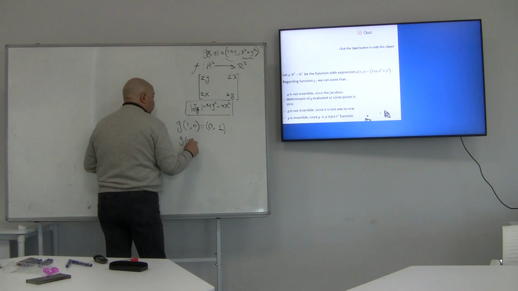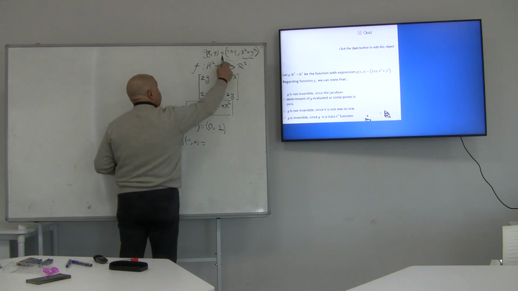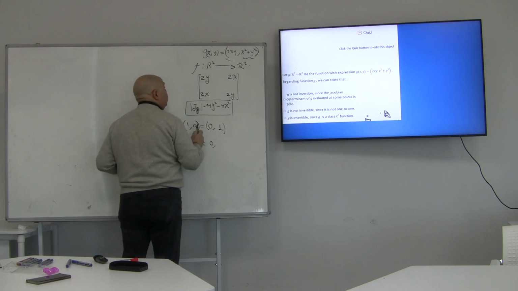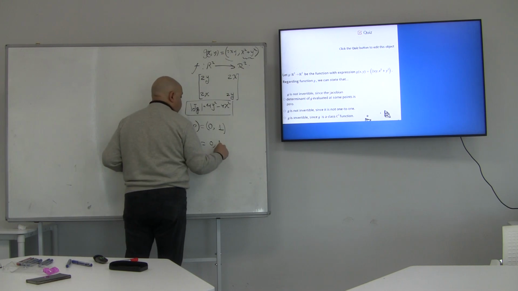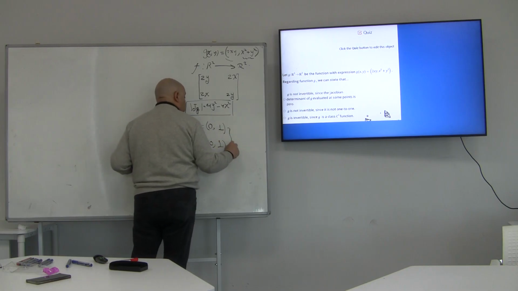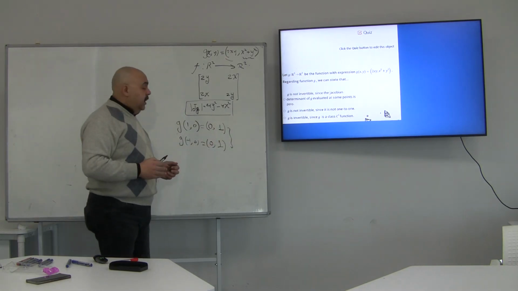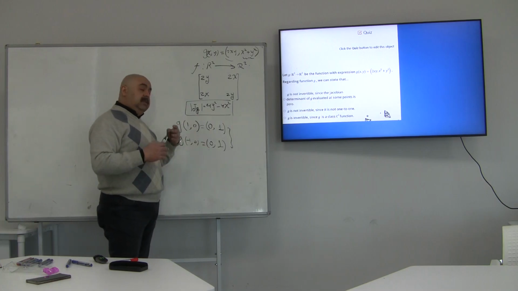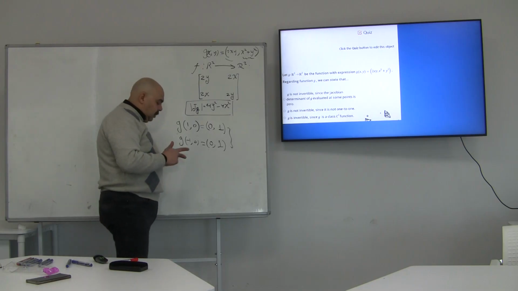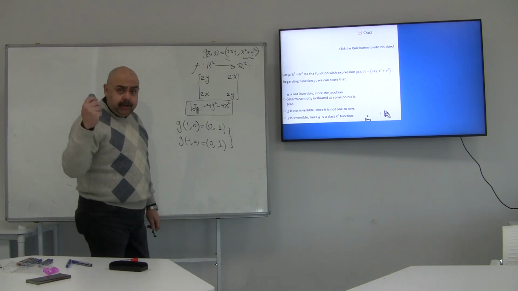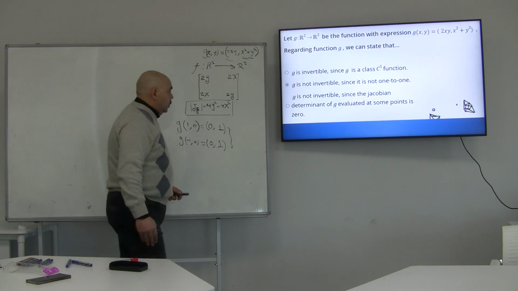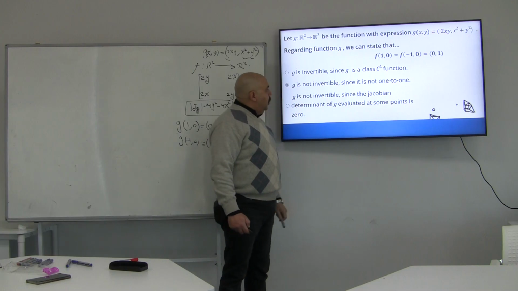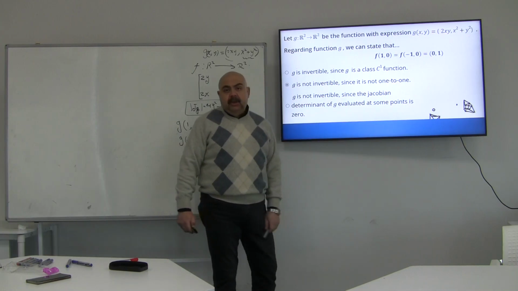For g at (-1, 0), let's see. Negative 1 times 2, negative 2 times 0, so still 0, and it's going to also be 1. So this function indicates that at two different points in the input, the output is the same. So it's not a one-to-one function, and this is major, so it's not invertible. So the correct answer will be: g is not invertible since it's not a one-to-one function, and you have here your reason.